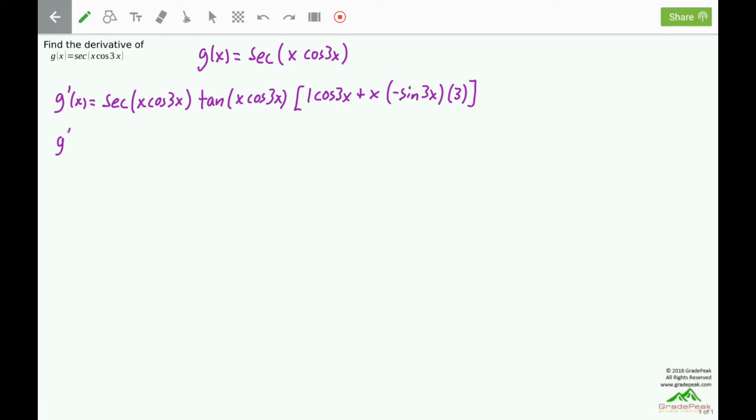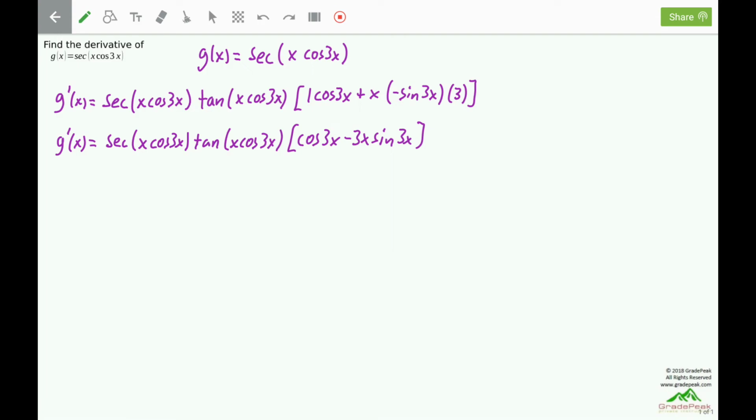So g prime of x will equal secant x cosine of 3x, tangent of x cosine 3x, and then in the square brackets we will have 1 times cosine 3x will just be a cosine 3x. And for this next one we have a negative and a 3. There's the constants. We'll put those to the front. Negative 3. There is an x, and there is a sine of 3x.